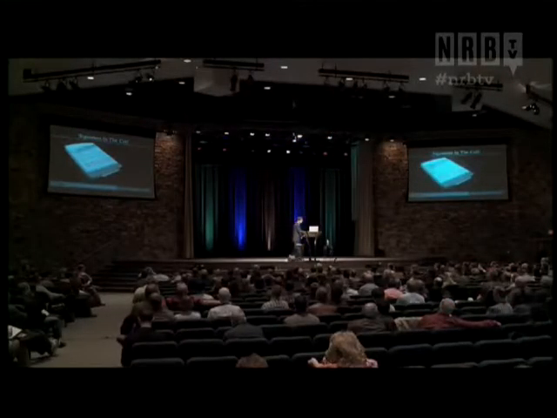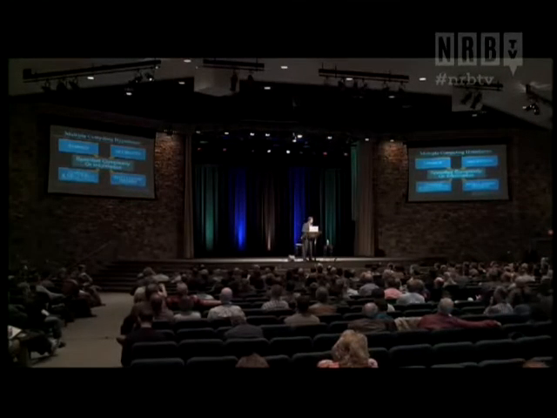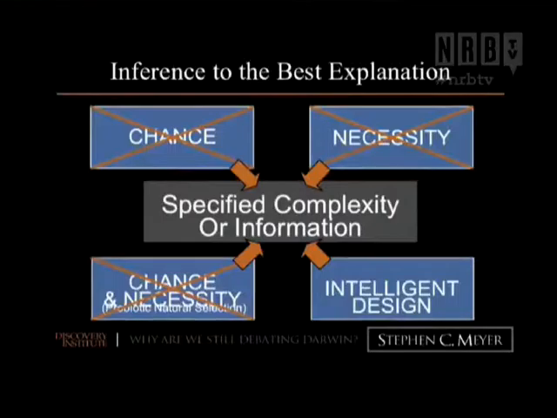That's the argument of Signature in the Cell. I develop it in more detail, looking at each of these different nodes on the explanatory possibilities: chance, necessity, a combination of the two. But I argue that intelligent design, based on our knowledge of cause and effect, is the best explanation, the most causally adequate explanation.